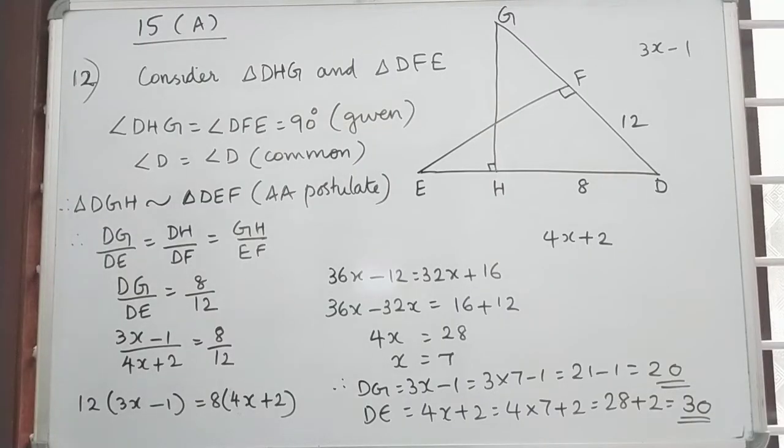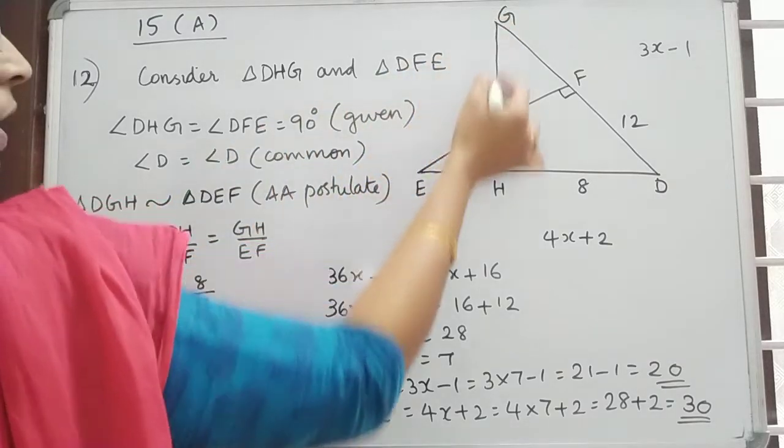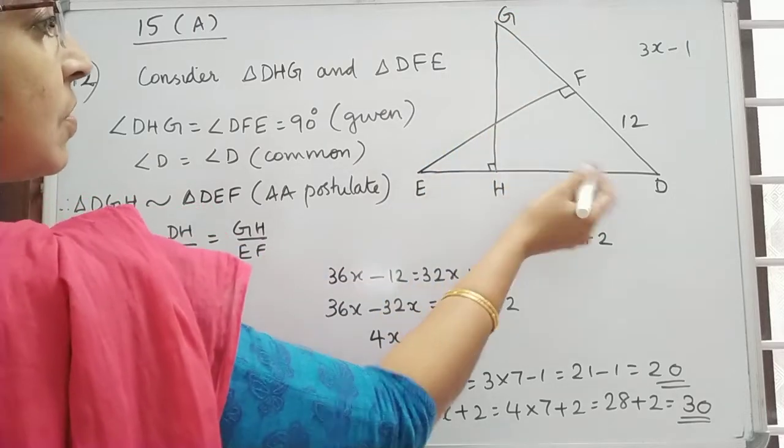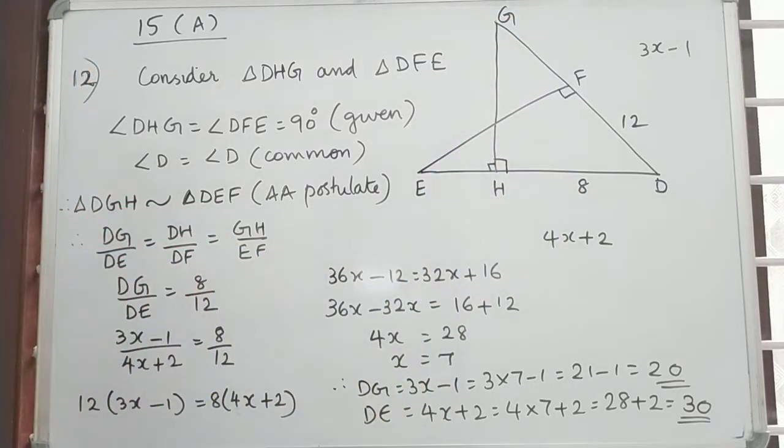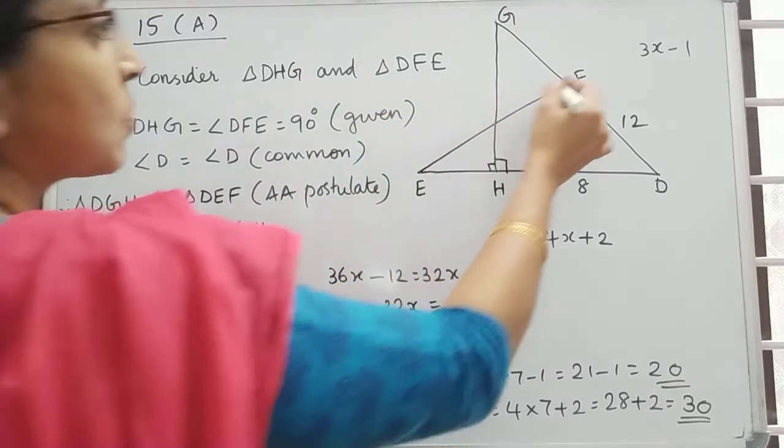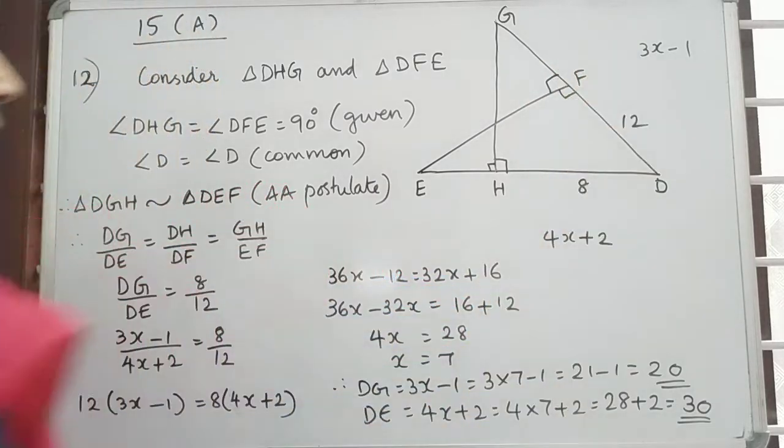Given angle GHE and DFE is equal to 90 degrees. So GHE is equal to 90 degrees means GHD also will be 90 degrees, and also given DFE is equal to 90 degrees. DFE is 90 degrees means EFG also will be 90 degrees.